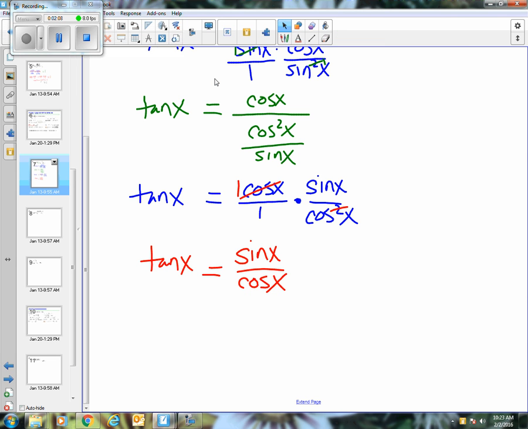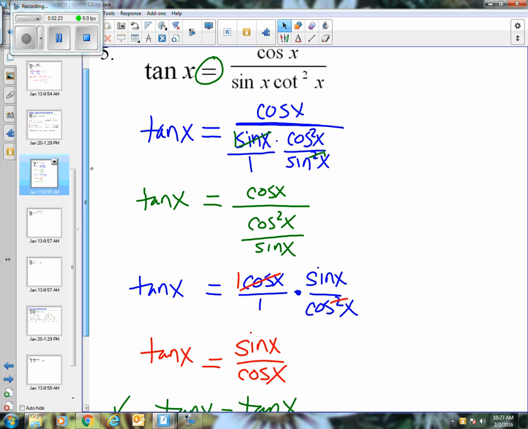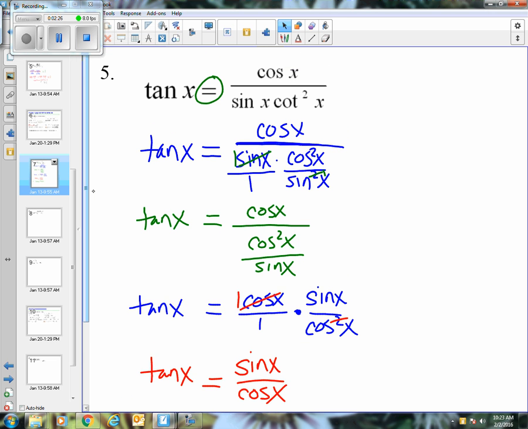So we can either change sine over cosine to tangent, or some people like to make it as easy as possible, so tangent equals tangent. We have verified that identity. So remember, it doesn't have to be easy, it just has to be equal. Words to live by here, but you can write it either way. So that's one option. So changing everything to sine and cosine works great.